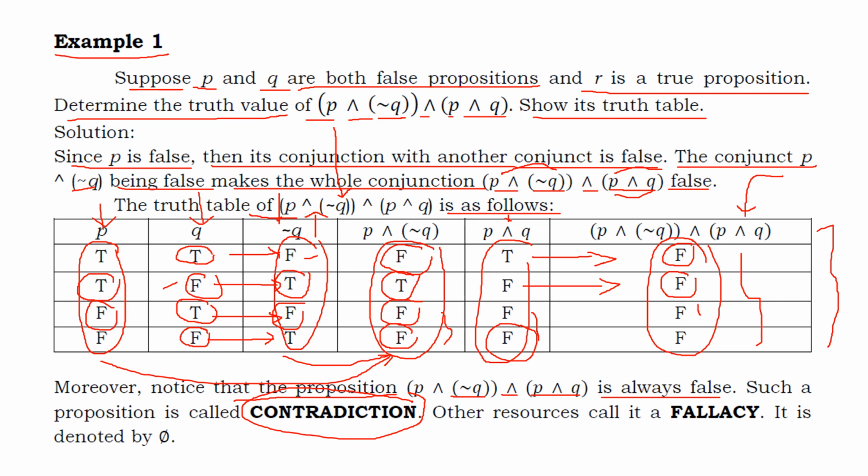By extension, outside of logic, contradictions are also said to occur between actions for which the motives are held to be contradictory, or between beliefs or principles when their content is contradictory. Meaning to say, once a proposition is always a false statement, that proposition is called contradiction. Other resources call it fallacy. It is denoted by this kind of symbol, just like an angle or something in geometry. We use this symbol to represent your contradiction or fallacy.